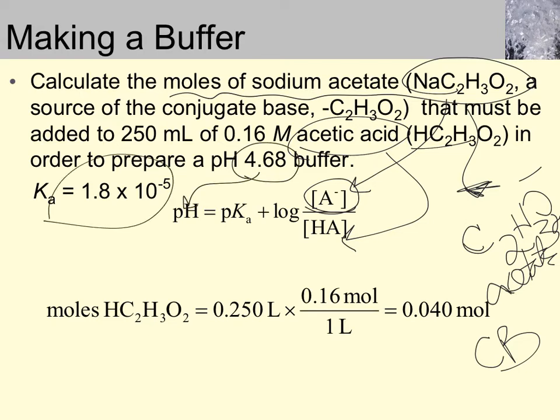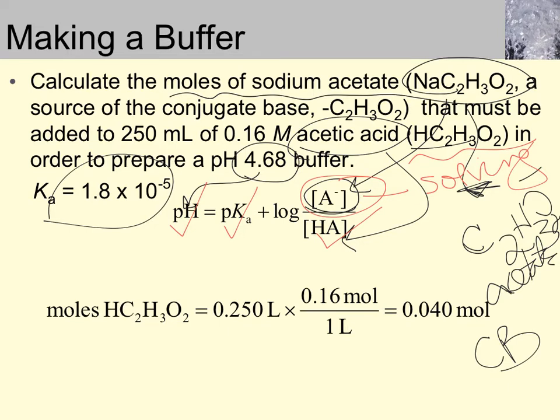and they gave you the Ka. So my hint is, what are all the pieces of information that you have been given? You've been given pH. You can quickly and easily calculate pKa. You have been given the concentration, or you can use moles, remember, of the weak acid, acetic acid, and you're solving for the concentration or moles of the conjugate base.